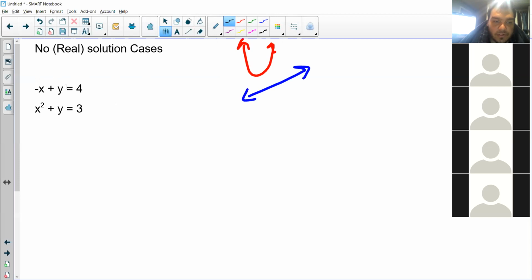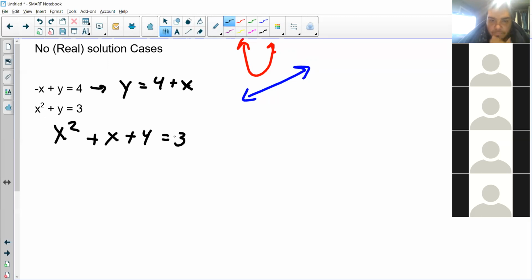So here you would try to do the same thing. You're going to separate the y because the x squared is here. You want to separate the y. So 4 plus x, or x plus 4, doesn't really matter. Plug it into the bottom. Now you get on the bottom, x squared plus, I'll rearrange it, plus x plus 4 equals 3. We can't have that. We want to set it equal to 0. So x squared plus x plus 1 equals 0.